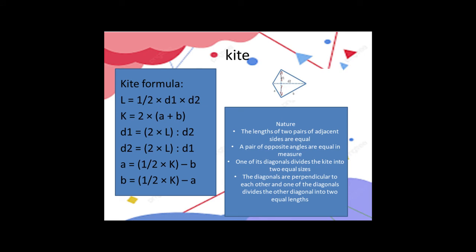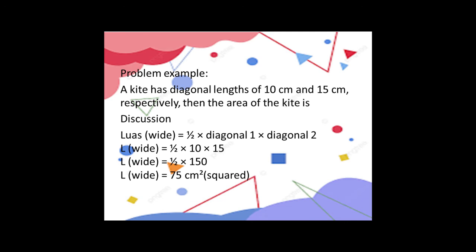Properties: 1. The lengths of two pairs of adjacent sides are equal. 2. A pair of opposite angles are equal in measure. 3. One of its diagonals divides the kite into two equal parts. 4. The diagonals are perpendicular to each other and one of the diagonals divides the other diagonal into two equal lengths. Problem example: a kite has diagonal lengths of 10 cm and 15 cm respectively. Then the area of the kite is.